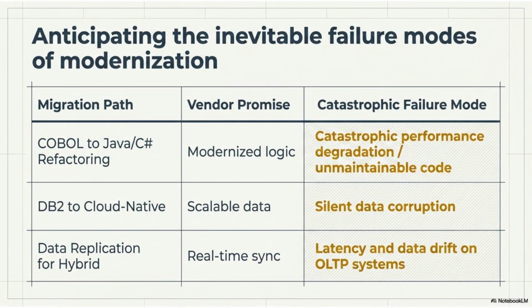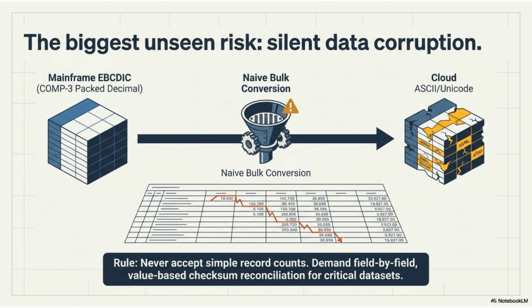Anticipating failure modes is crucial. For COBOL to Java refactoring, look out for performance degradation. DB2 to cloud native risks silent data corruption. Data replication for hybrid systems can lead to latency and data drift. Silent data corruption is a major unseen risk, particularly during naive bulk conversion from mainframe EBCDIC to cloud ASCII/Unicode.